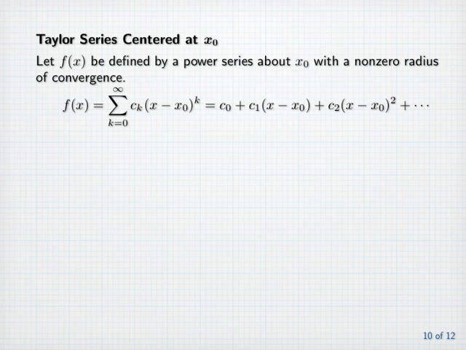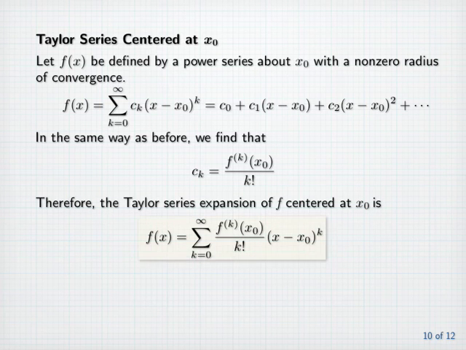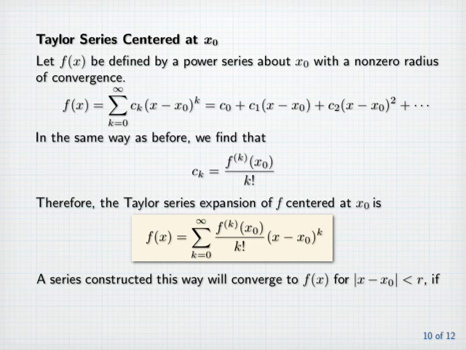In the same way as before, we find that c sub k is equal to the kth derivative of f evaluated at x0 divided by k factorial. Therefore, the Taylor series expansion of f centered at x0 is f of x equals the sum from k equals 0 to infinity of the kth derivative of f evaluated at x0 divided by k factorial times x minus x0 to the kth power.